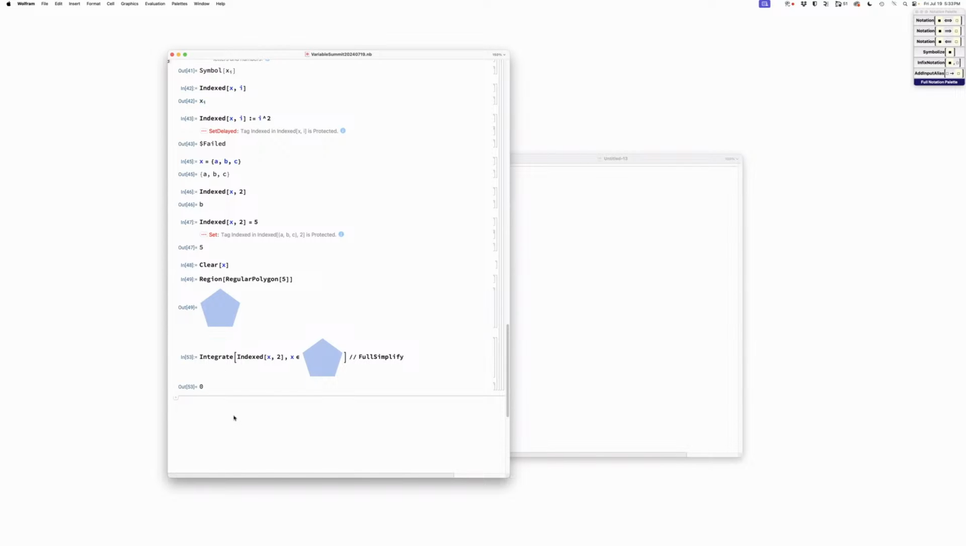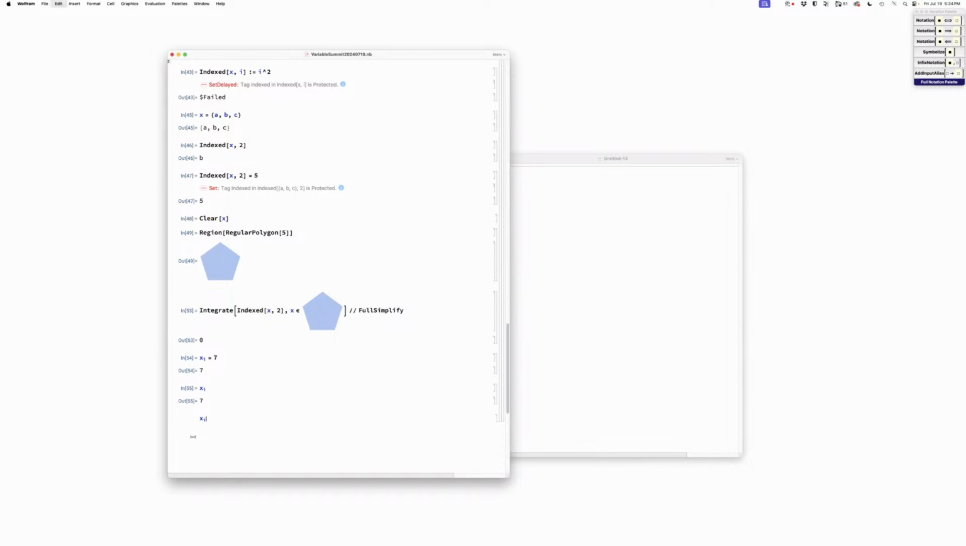Honestly, though, if Indexed were not protected, I can see so many weird things like what we just did, where you have x as a list, and you say Indexed of x comma 2 equals this. Then whenever you access it with Indexed, it works fine. But when you look at x on its own, it's not fine. Oh gosh, how do I even back out of this? You unset it, so equals dot.